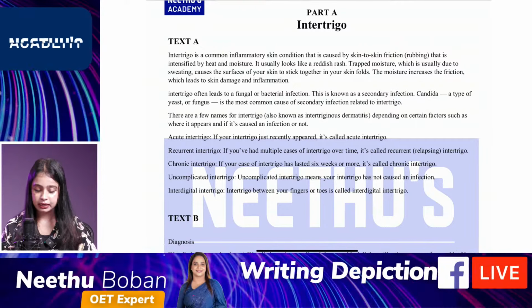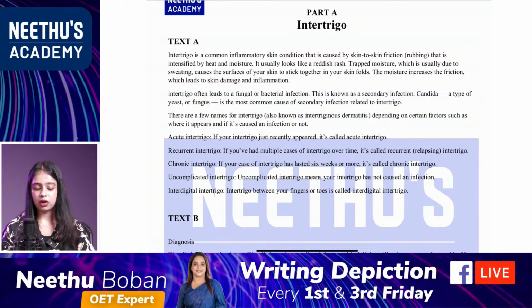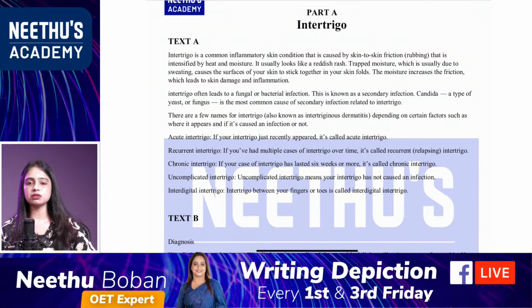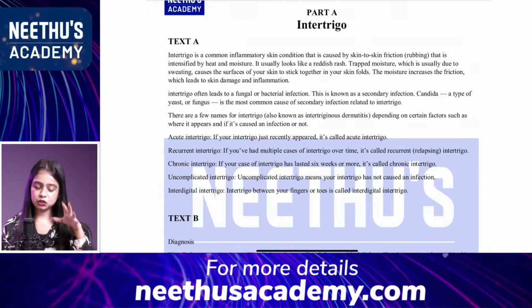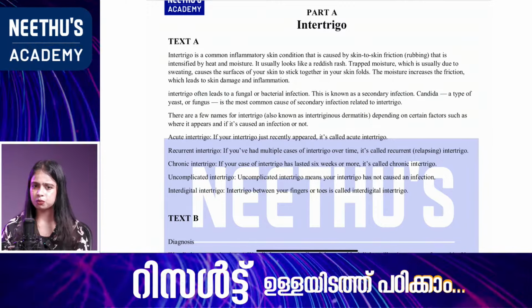So coming to this material, let's do one thing. First of all, let's skim and scan. I'm going to apply the technique first, which means I'm going to apply skimming and scanning. So what is skimming and scanning?